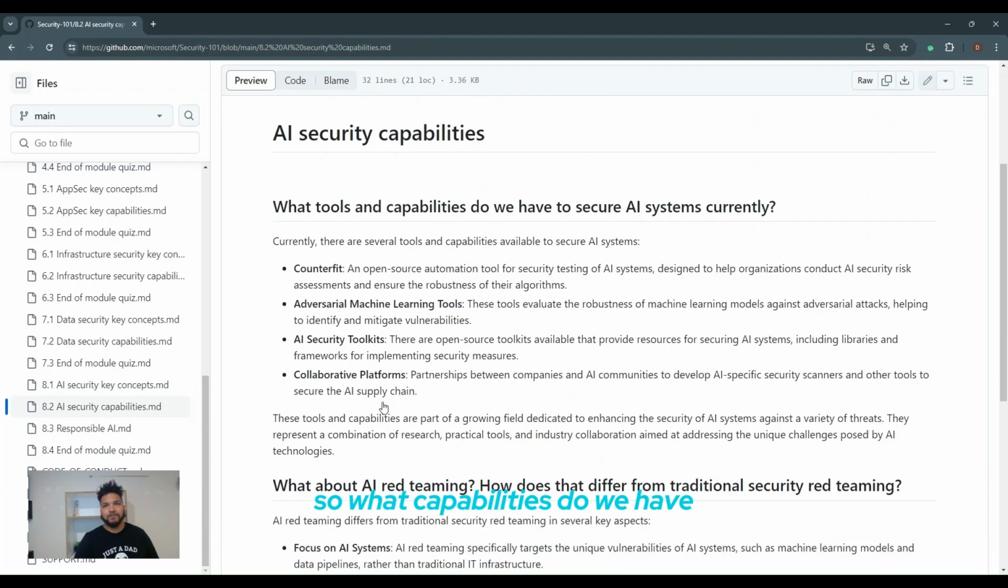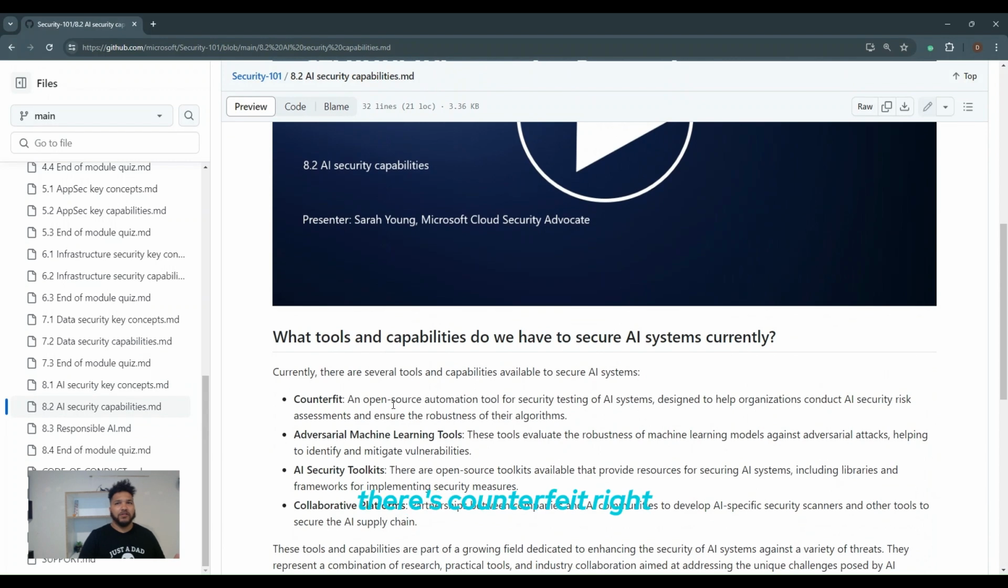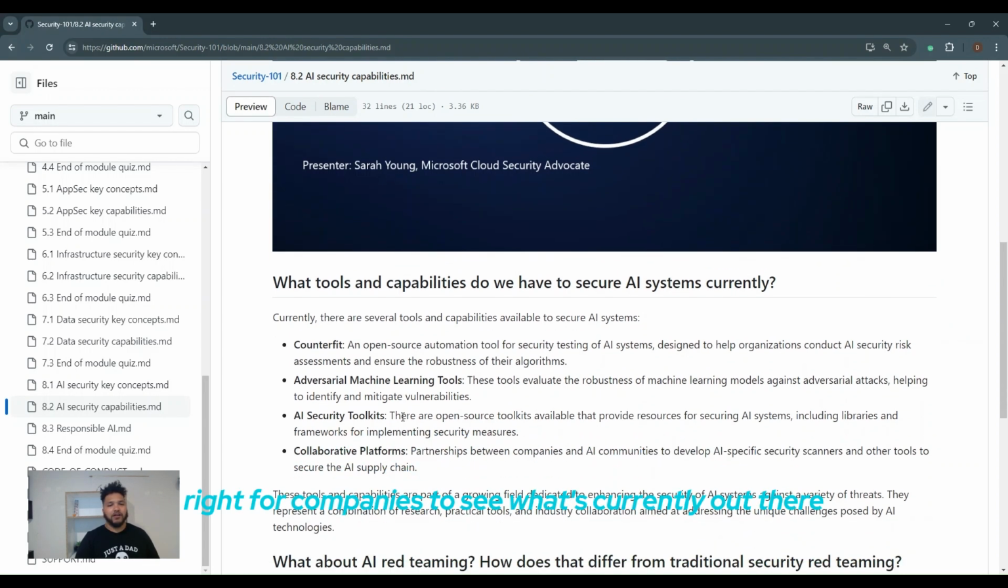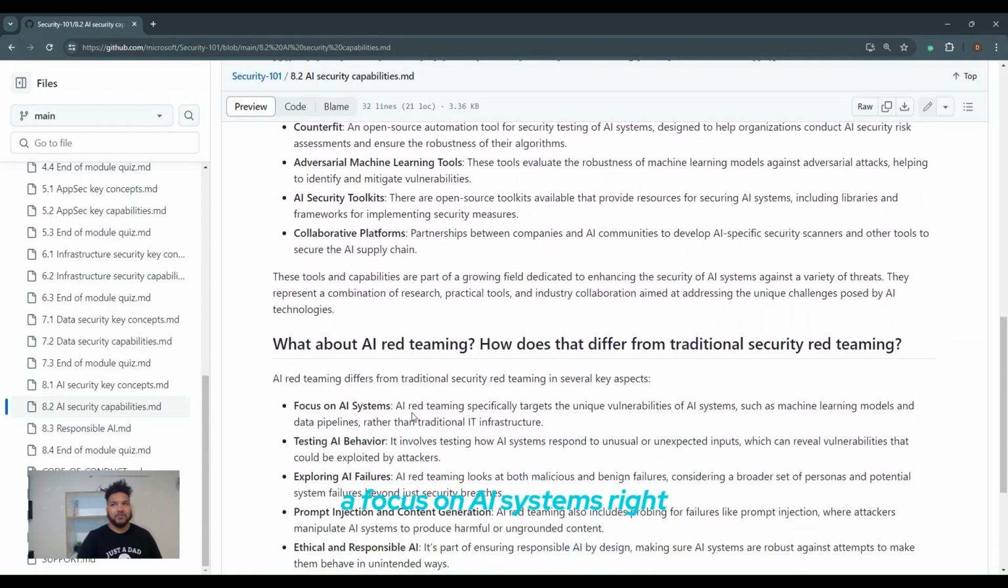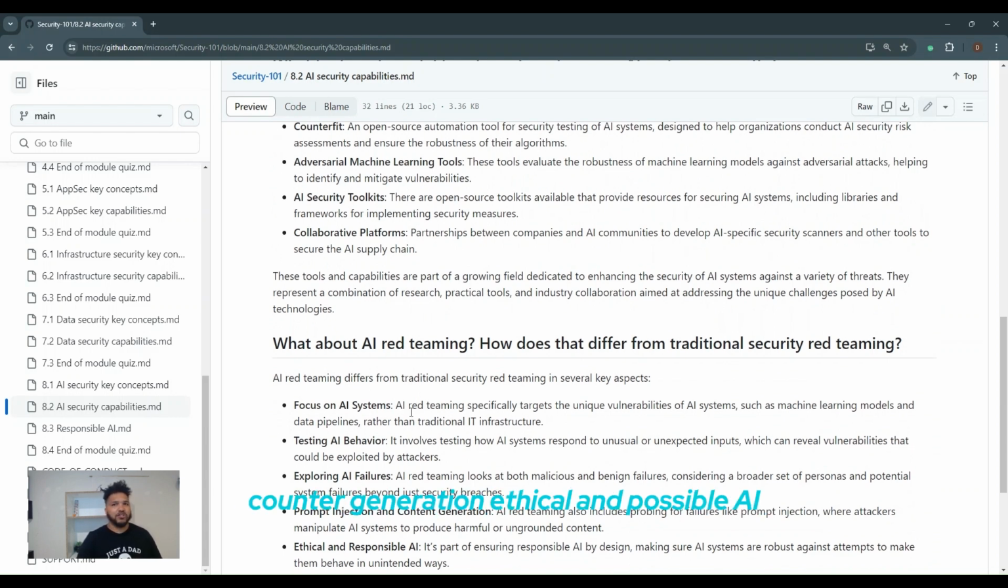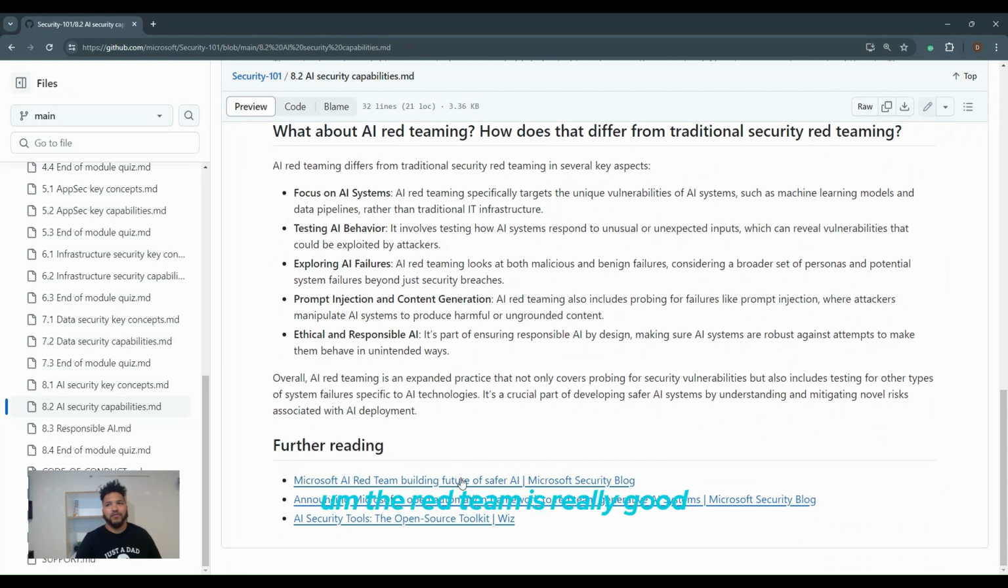So what capabilities do we have? There's Counterfit, an open source automation tool for security testing of AI systems. Adversarial machine learning tools to evaluate robustness. AI security toolkits. And there are collaborative platforms for companies to see what's currently out there. Then there's AI red teaming, to focus on AI systems, such as machine learning models and data pipelines rather than the infrastructure. Testing the AI behavior, exploring AI failures, prompt injection, right? Can we inject certain things in the prompt, and content generation, ethical and responsible AI. The red team is really good, but the AI security tools open source toolkit from Wiz is incredible. It's really, really good.